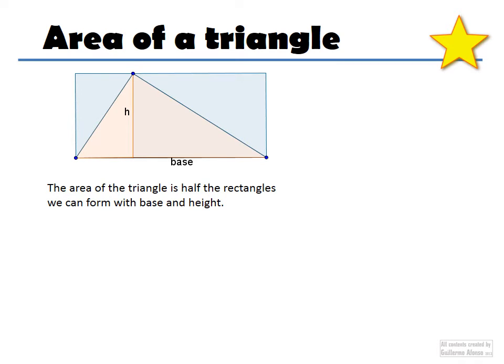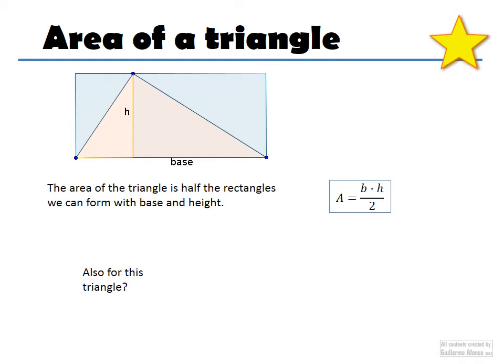And if I calculate, therefore, base times height, and I divide the whole thing by 2, I'm going to end up with the area of this triangle. And that's exactly the formula, which you probably remember. Area equals base times height divided by 2.